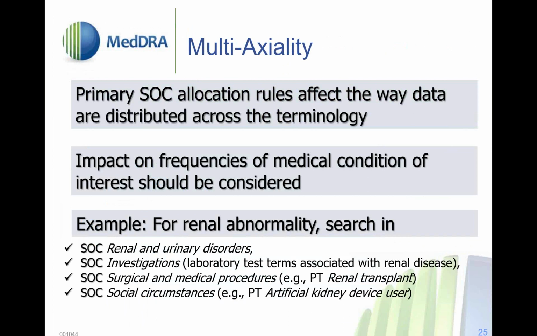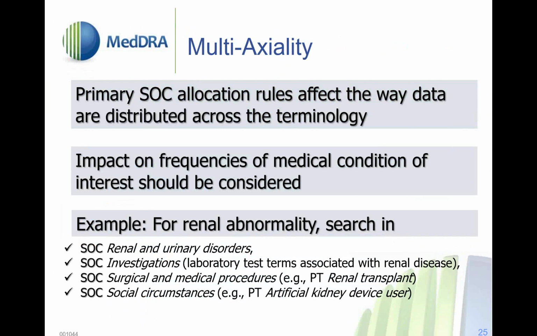There could be surgeries or procedures done to these subjects that can indicate they had something going on with the renal system, like a renal transplant, and there could be social circumstances. Social circumstances is the 3rd system organ class that's uniaxial. And why is it uniaxial? Well, just like investigations and surgeries, social circumstances, if you think of them as risk factors, can be related to a multitude of diseases.